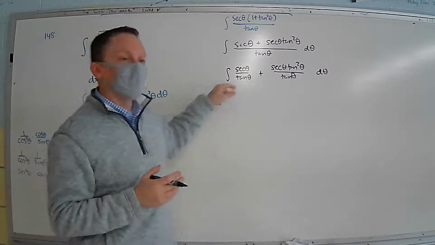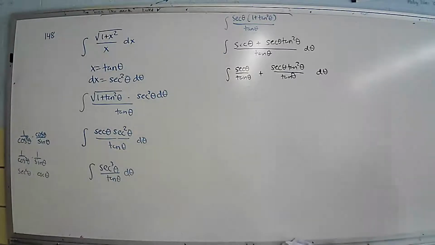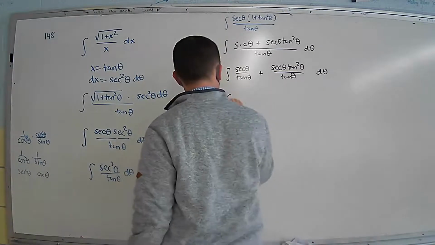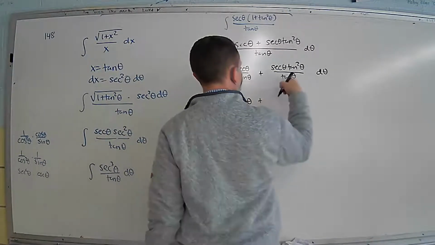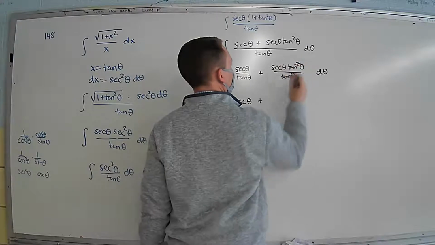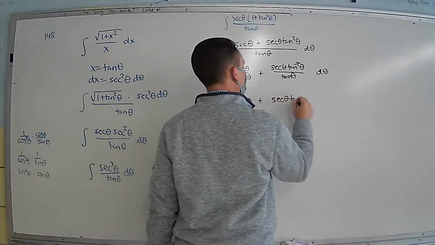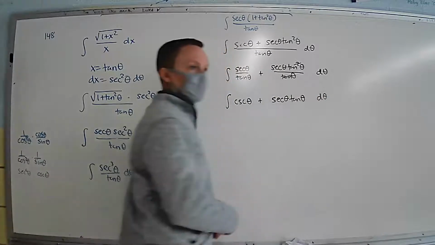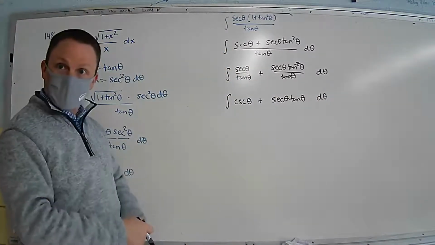Okay, so what's secant divided by tangent? Does that simplify? Secant divided by tangent simplify. It ends up being 1 over sine, right? Which is also known as cosecant. And does this simplify? Oh, yeah. So now we're there.